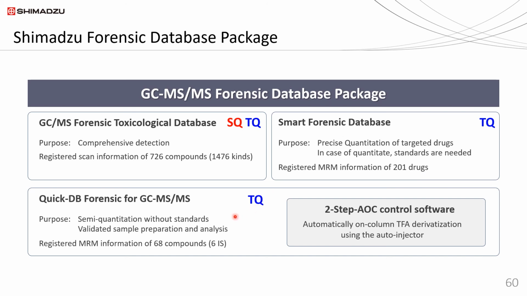Lastly, we have a quick database solution for semi-quantitative analysis based on MRM. Unlike the Smart Forensic Database, whereby standard samples are required for all target compounds, the quick database has built-in calibration curve information. Analysts will just need to inject a series of internal standards along with the samples to obtain semi-quantitative analysis. This type of solution is suitable for analysis that does not require very precise quantitative results. And alongside this, an on-column TFA derivatization method using autosampler is included to further simplify the workflow.